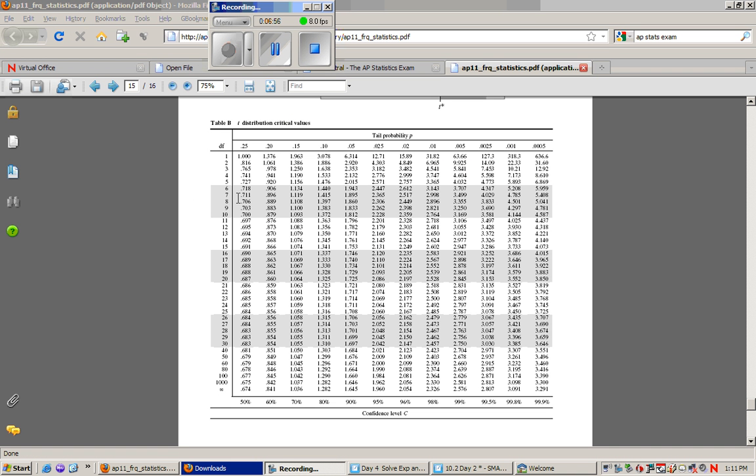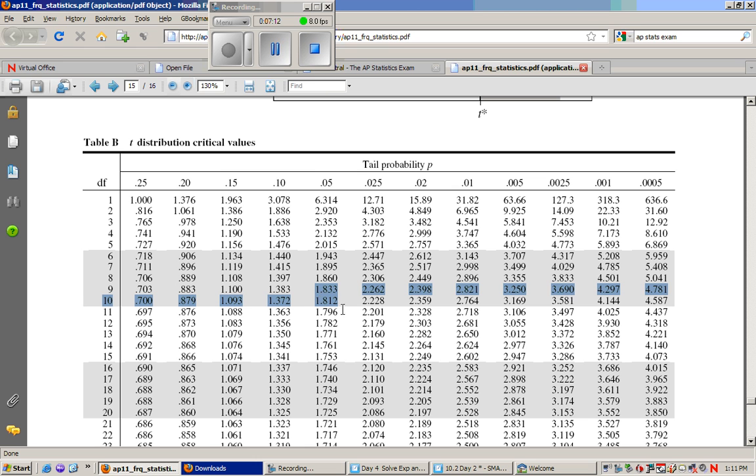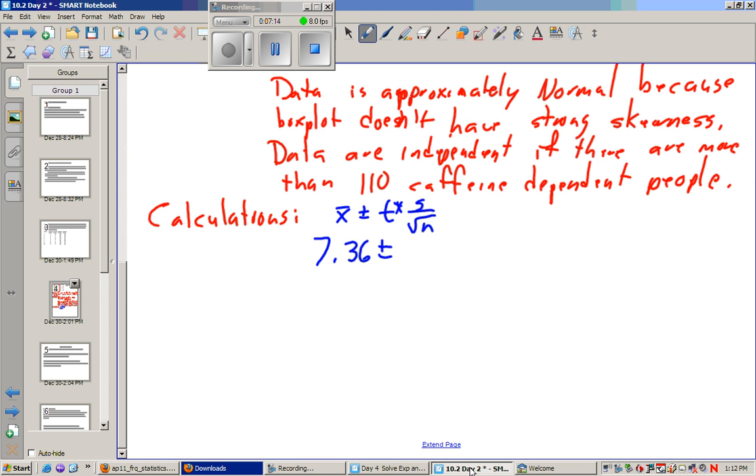So on our charts, we have 11 data points, so our degrees of freedom is 10, and we go over till we hit the 90% confidence interval. That looks like it's 1.812. So let's go back to this. 1.812, and our standard deviation is the Sx from one variable stats. So that's going to be 6.92 over the square root of n, which is 11.